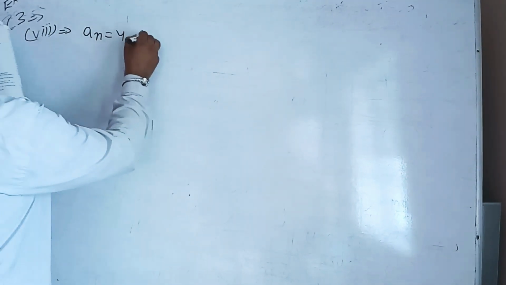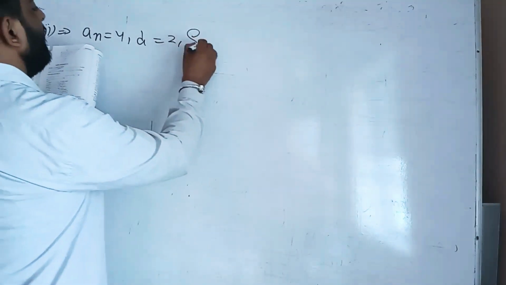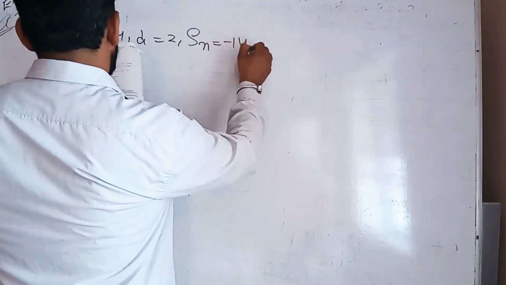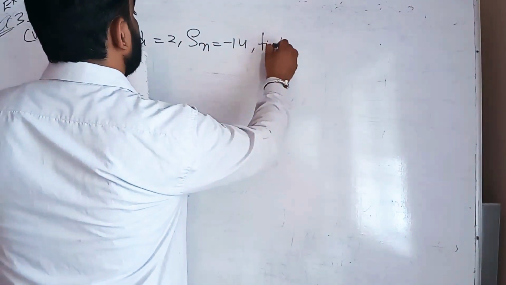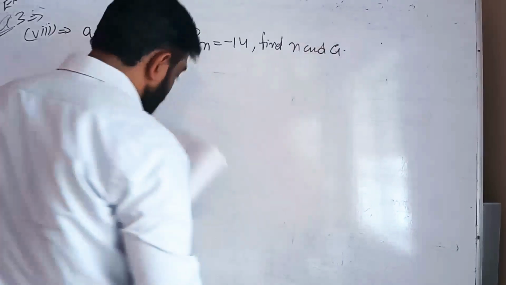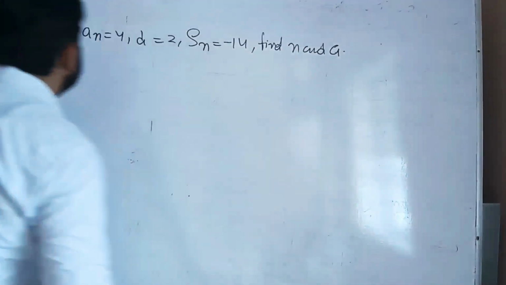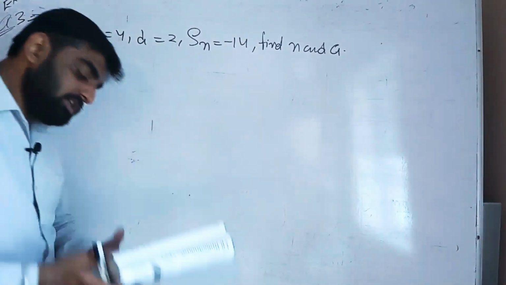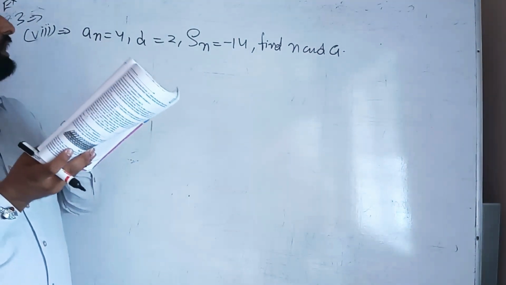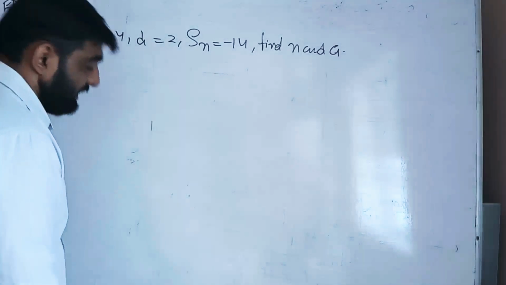a = 4, d = 2, Sn = −14. You have to find n and a. So you have to consider the values there. Just read the question carefully again: a = 4, d = 2, Sn = −14, and find n and a.